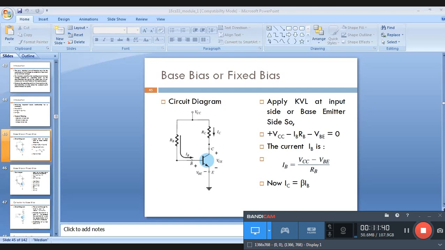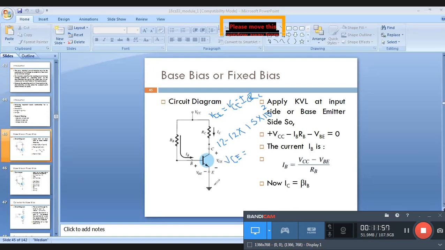Tell me the values. How much did you get? Anyone? Take notebooks. You have to note down all the formulas and you have to practice.